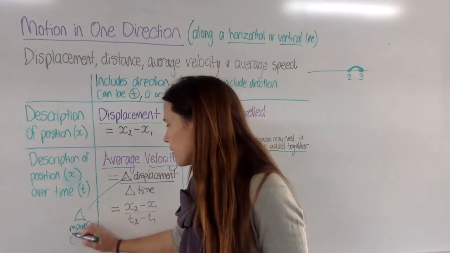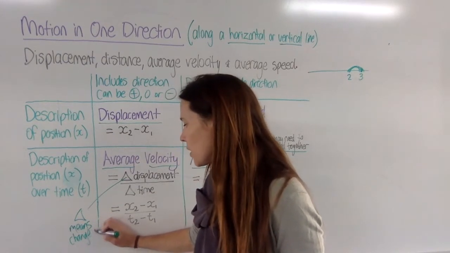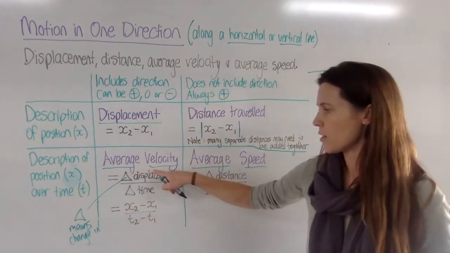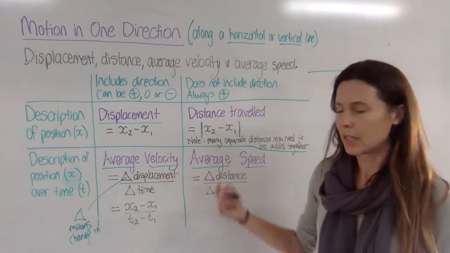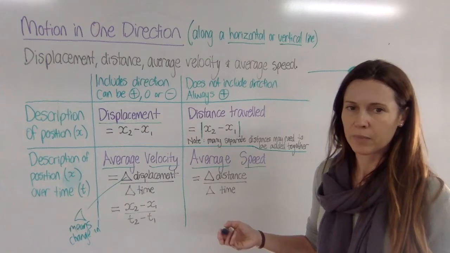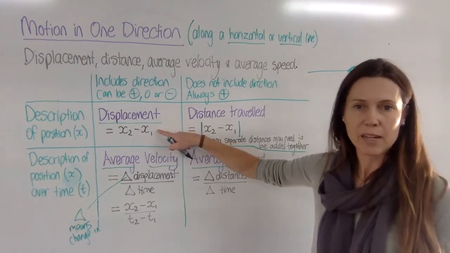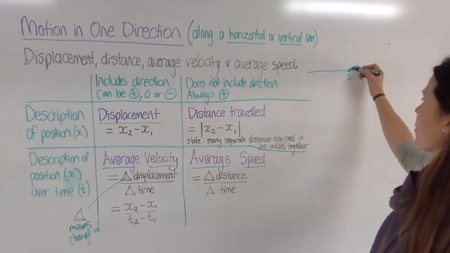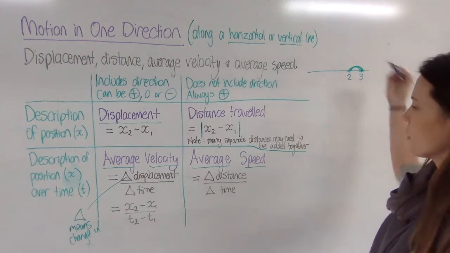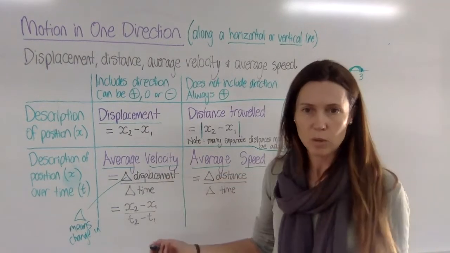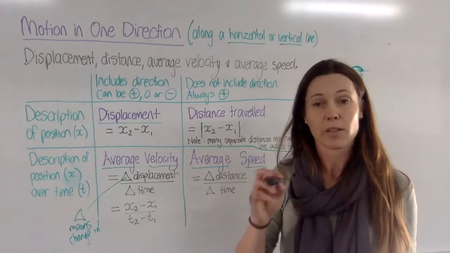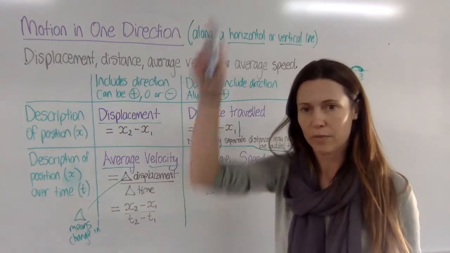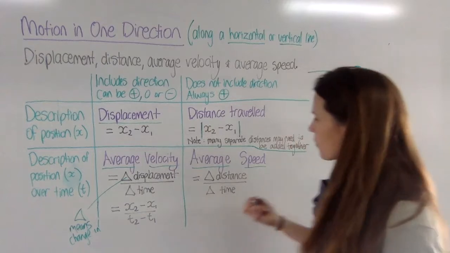triangle, means change in. So the change in the displacement over the change in time gives you the average velocity. So that means if the displacement was negative, like when we went from 3 on the number line down to 2, then your velocity will also be negative. It doesn't mean you're slowing down so much, it means that you're going backwards. Or if it's in a vertical plane, it means you're going down.